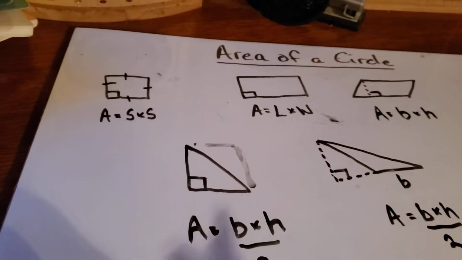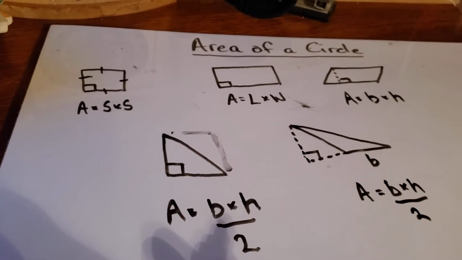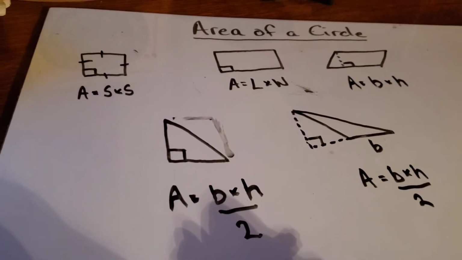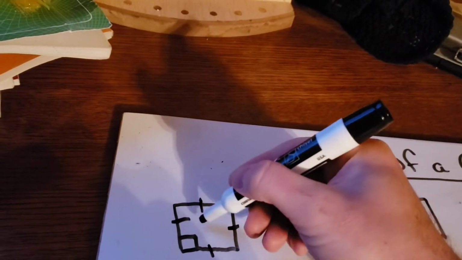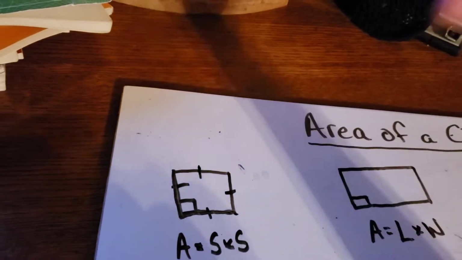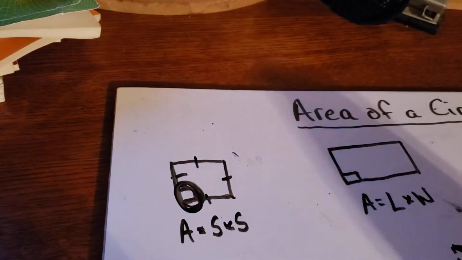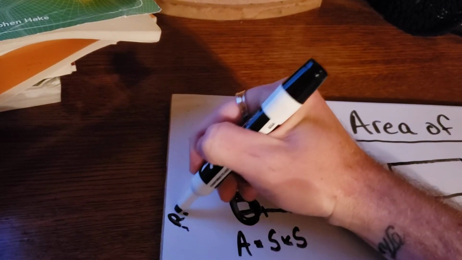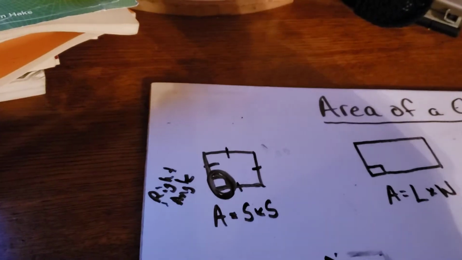So what I want to look at is where we got these formulas from, and then use that idea to figure out how we are going to create the formula for the area of a circle. So if you notice, in a square, side times side, where these two sides meet, I've got this little box. What that box means is that this is a right angle. And this is super important.